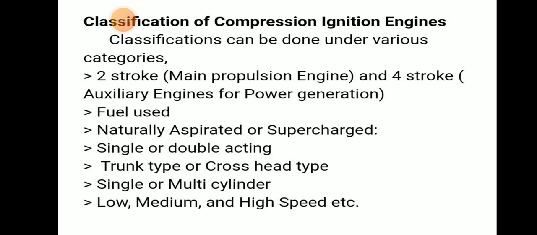So compression ignition engines are classified mainly on the basis of two-stroke and four-stroke. Then on the basis of fuel use, naturally aspirated or supercharged, single or double acting, trunk type and crosshead type, single or multi-cylinder, and low, medium and high speed engines. These are the types of classification for compression ignition engines.